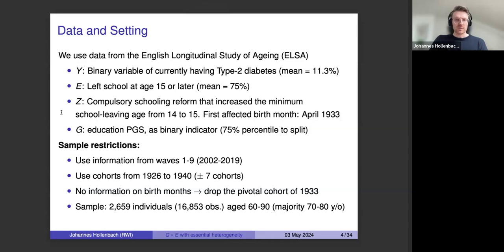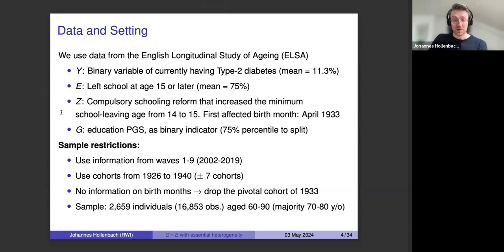A bit about our sample, we're using all waves from ELSA. It's waves 1 to 9, from 2002 to 2019. We're using plus or minus 7 cohorts around this pivotal cohort of 1933. That doesn't really matter too much. It's just a preferred option.